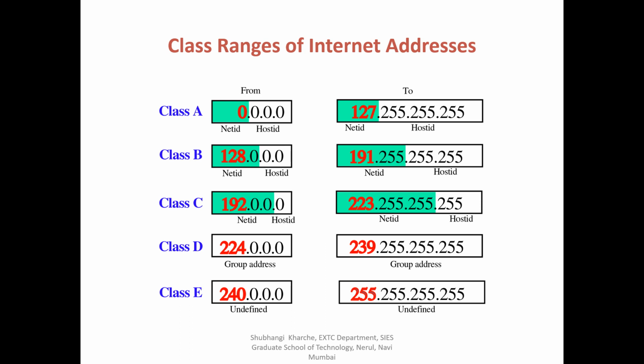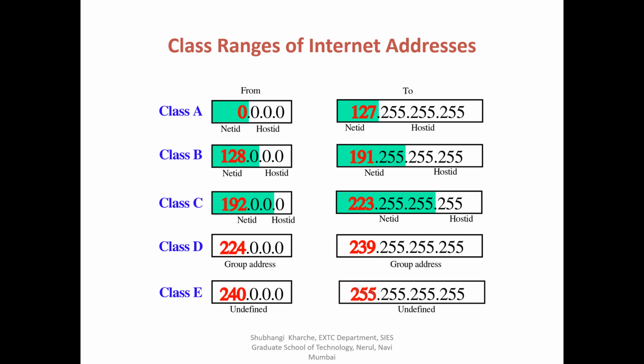So class A range is from 0.0.0.0 to 127.255.255.255. Now from this range of IP addresses, some are special IP addresses, some are private IP addresses and the remaining are public IP addresses. Private IP addresses are those which can be used in a private LAN. The range reserved for private IP addresses from class A is from 10.0.0.0 to 10.255.255.255.